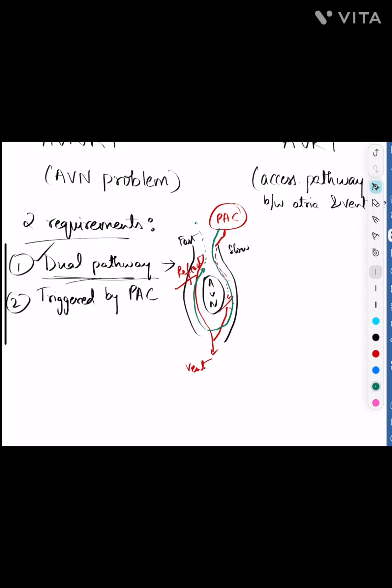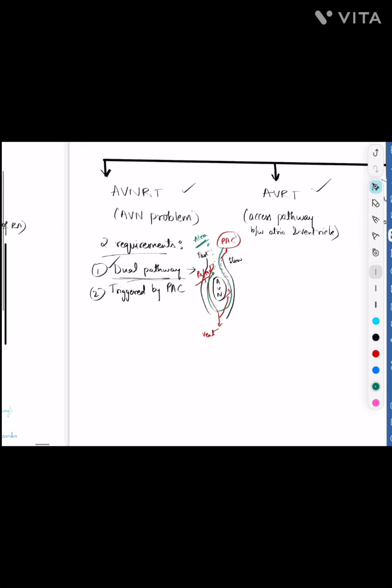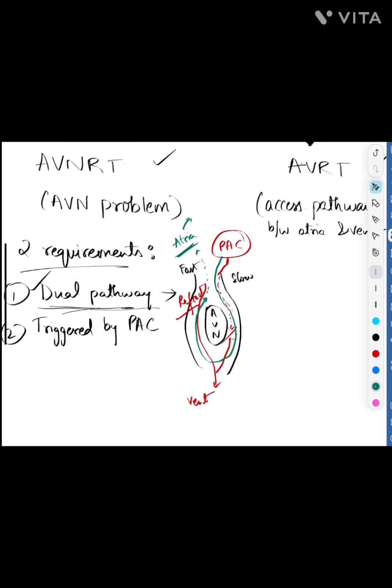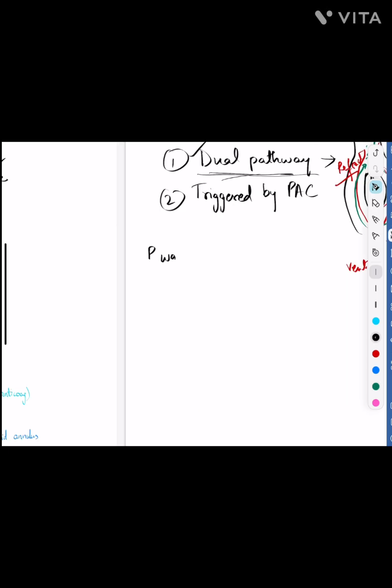Now from the fast pathway it goes and supplies the atria, and this leads to abnormal rhythm. So when it goes to the atria it produces retrograde conduction. For this reason you have buried P wave. So let's talk about P waves, QRS, RR interval. So P wave is buried, QRS is narrow, and RR interval is regular over here.